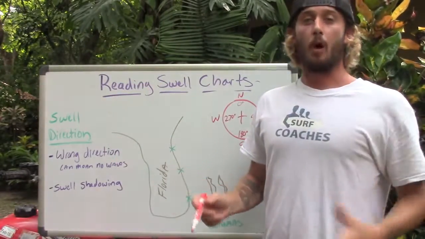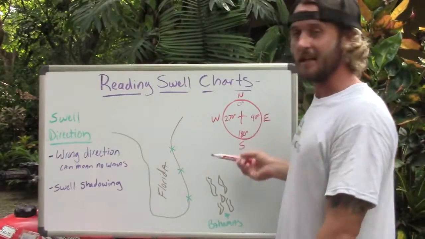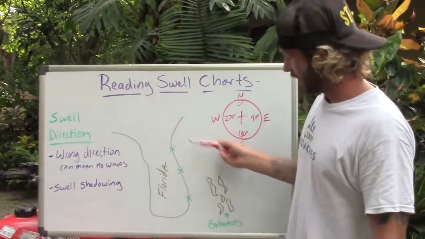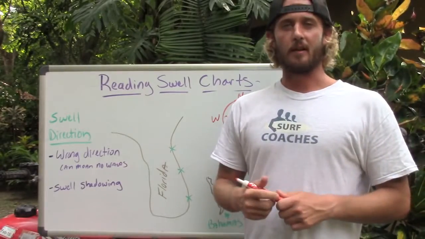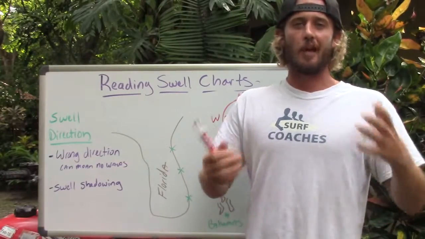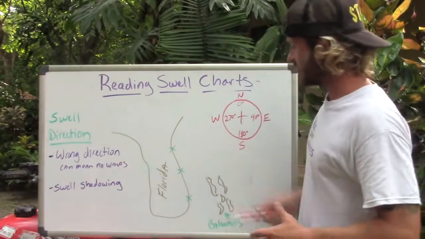So if that same swell were to turn around and be out of 90 degrees, out of the east, that means the swell is going to be coming straight at the place. Another reason swell direction is important is because we often have islands offshore that can shadow or block swell. So we'll look at this diagram again.